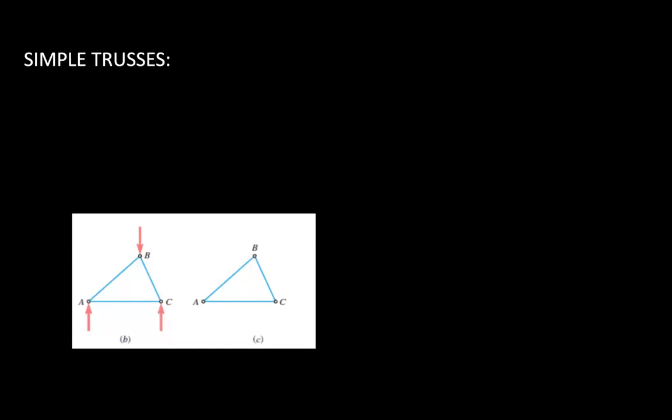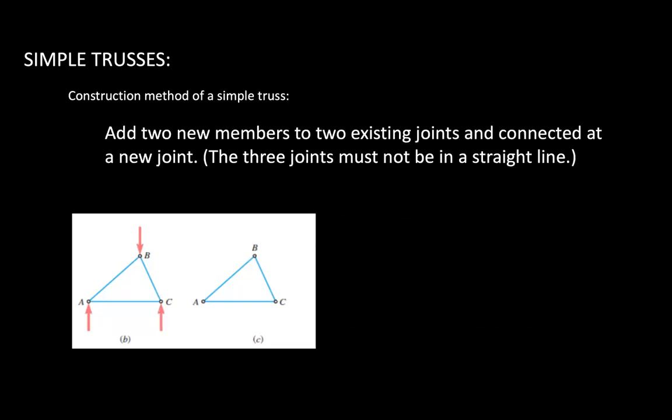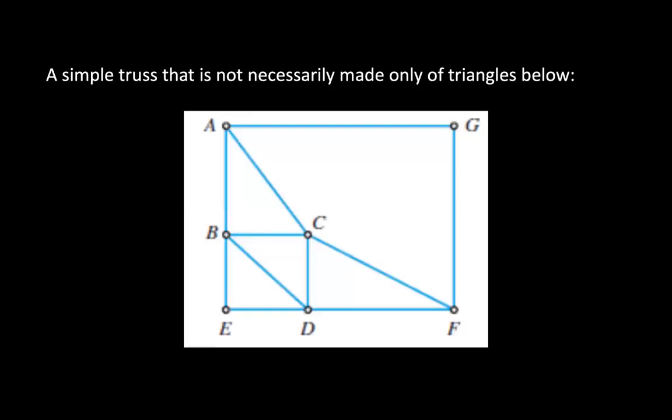So we'll talk about simple trusses. Simple trusses are a very important type of truss. The construction method of a simple truss involves adding 2 new members to 2 existing joints, B and C over here, as you see, and connecting them at a new joint called D. These 3 joints must not be in a straight line. A simple truss is not necessarily made of only triangles.